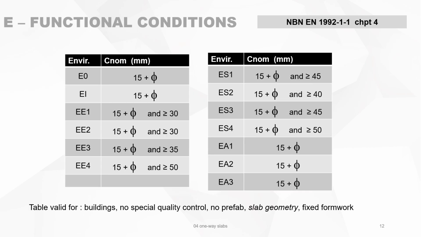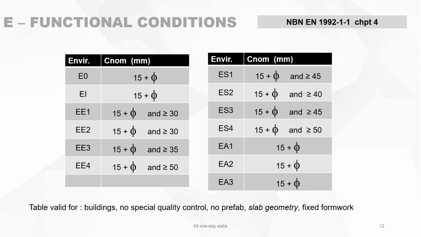You can now make some calculations for buildings with no special quality control, no prefab, and with fixed formwork. If you make some calculations like that, you will see that there is a pattern. The concrete cover can be estimated as 15 millimeters plus the maximum diameter that you use for reinforcement. This holds for all environmental classes.